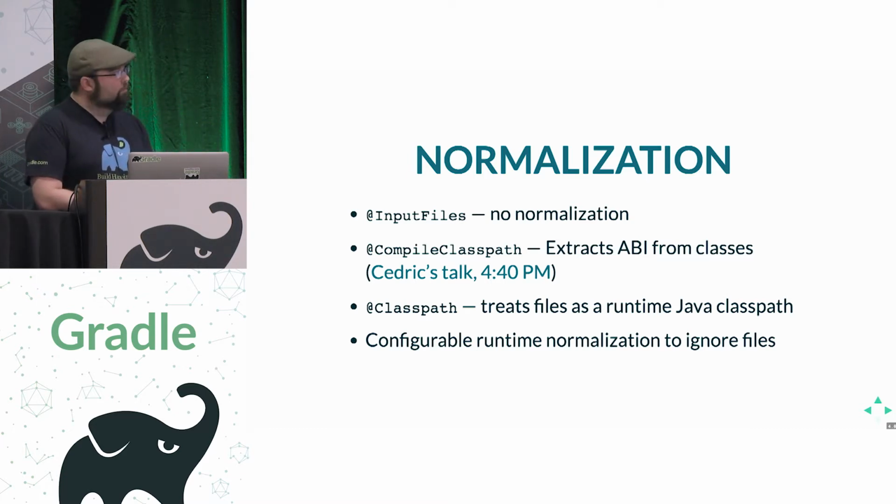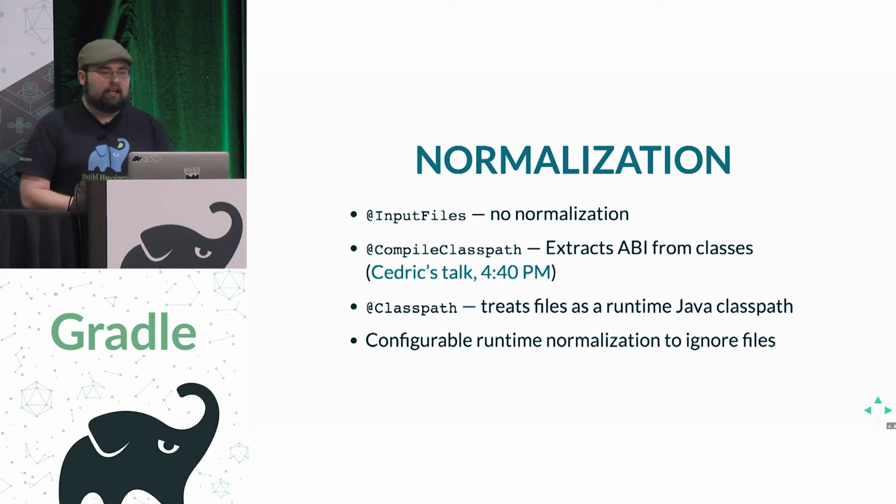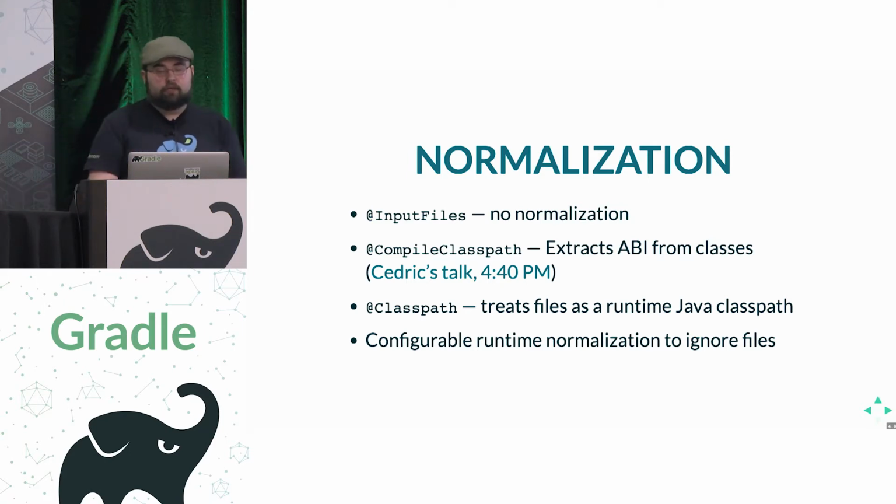If you've written custom tasks before, there's this @InputFiles annotation that says this property describes inputs to my task. And for that, we don't provide any special normalization. We just take the bytes of the files, and we use that to calculate a cache key.